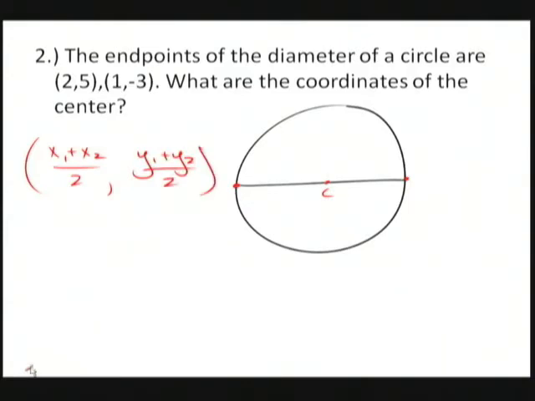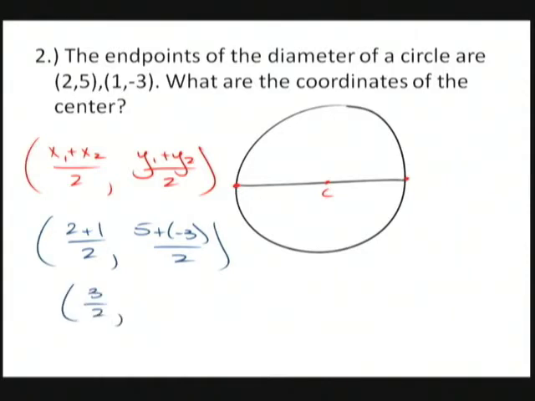Once we plug these in, you're going to get 2 plus 1 over 2, and then 5 plus -3 over 2. And that just ends up being 3 over 2 and then 2 over 2, which is basically 1. That would get you the coordinates, which is what you're looking for, an x and y coordinate pair.